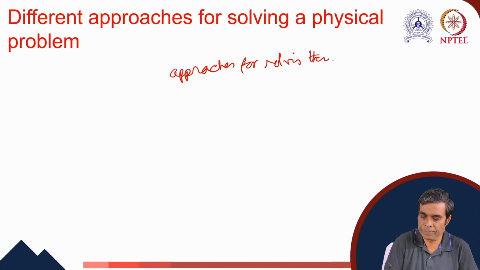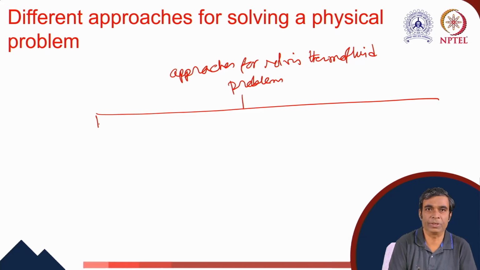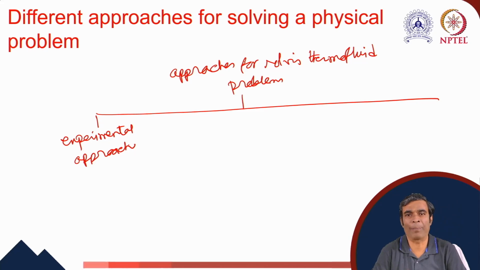Approaches for solving thermofluid problems. The oldest approach, which is still very popular and which gives us very good results if it is done carefully, is the experimental approach. In case of experimental approach, we don't require any governing equation, or any boundary condition or initial condition. For the remaining 3 methods, we need the governing equations, we need the boundary conditions, and we also require the initial conditions if the problem is in the transient regime.